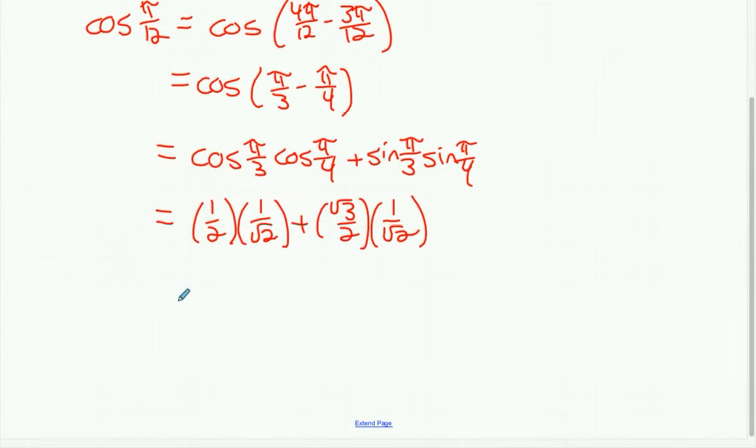And then I could simplify this expression just by multiplying it out. I'll get 1 plus root 3, and they have a common denominator. They both have a denominator of 2 root 2, so I can write it as one fraction: 1 plus root 3 over 2 root 2. If we wanted to rationalize the denominator, we can multiply top and bottom by root 2, but I'll just leave it like that for now. This is an exact value of cos pi over 12.